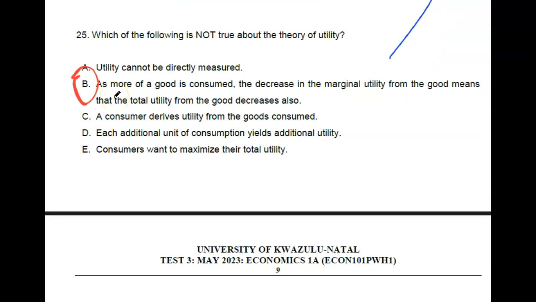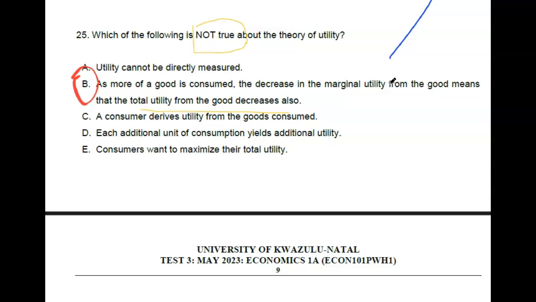Number 25. Which of the following is not true about the theory of utility? Theory of utility is the same as marginal utility. The answer will be B. Why? As more of a good is consumed, the decrease in marginal utility means that the total utility from the good also decreases. Now this is not true, right? Because total utility will never decrease. At the end of the day, whatever your marginal utility is, you're adding it to total utility.